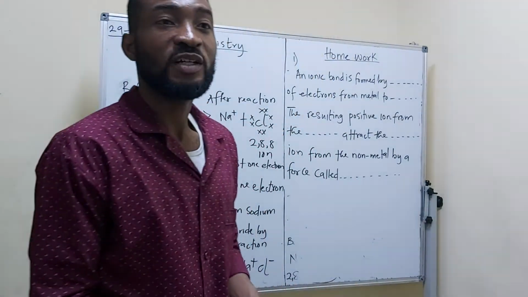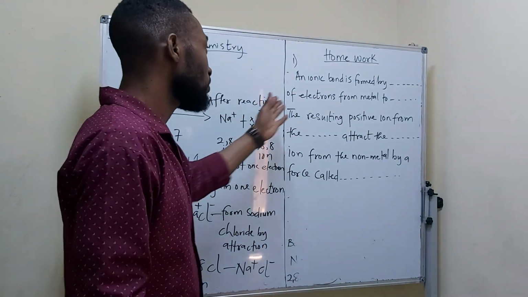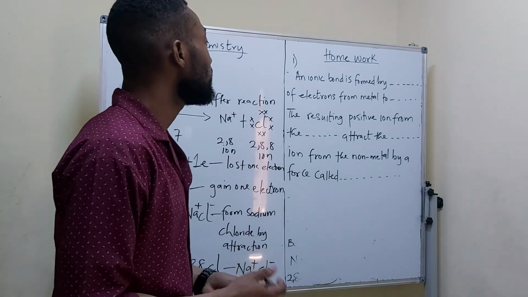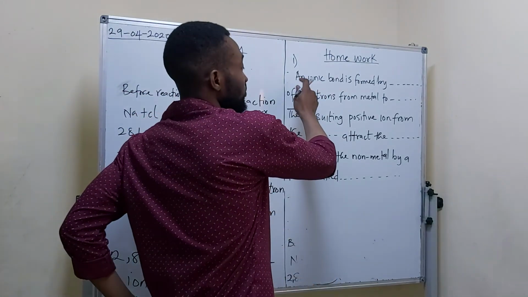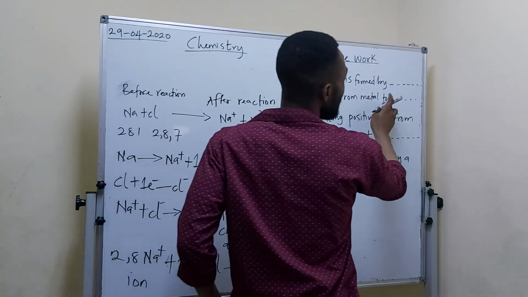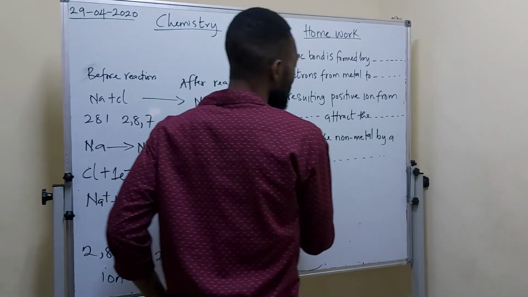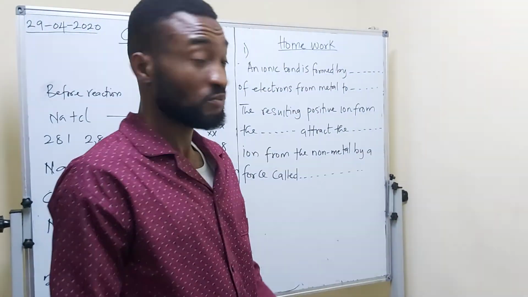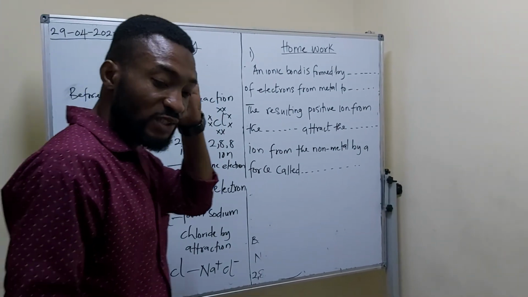So now, the viewers at home, if you are still here with me, this is your own work from the class we just had. You can just solve this on your own. Let me know if you understand what I've been teaching so far. This is a part of what I just taught. You can solve it and let me see if you really understand. The question says, an ionic bond is formed by blank of electron from metal to blank. The resulting positive ion from the blank attracts blank ion from the non-metal by a force called blank. So you fill this gap here.